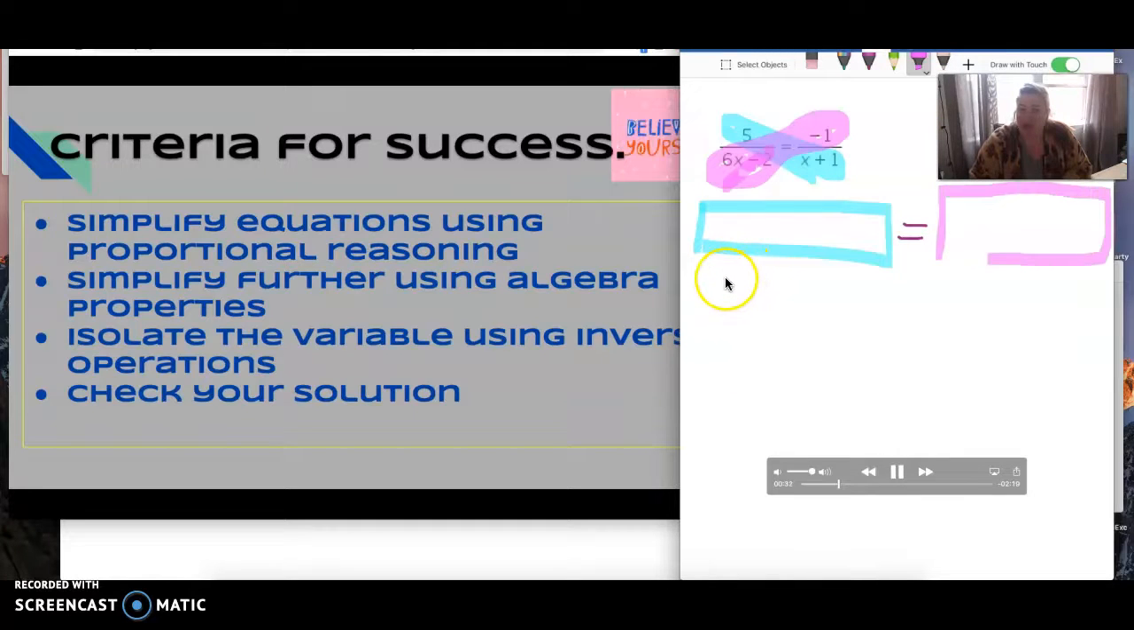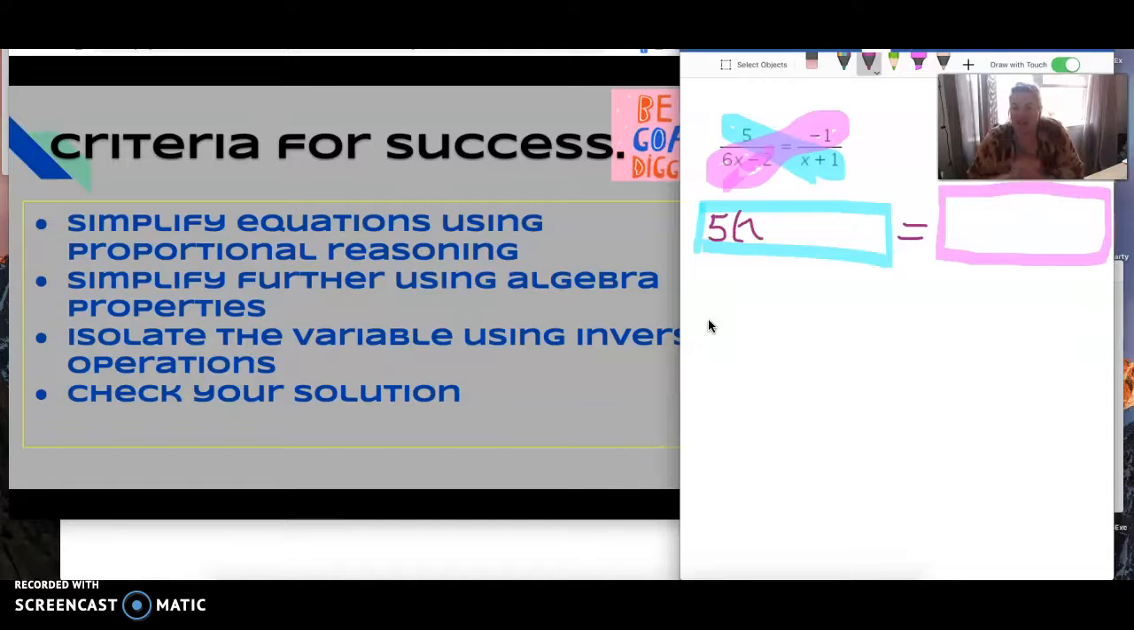So in the blue, you would have 5 times parentheses, because it's multiplying everything in the denominator, so we need those parentheses to make sure we keep track of that. So it's 5 times the denominator, x plus 1. And then on the right-hand side, it's the pink diagonal, so that's -1 times 6x minus 2 in parentheses, which those parentheses tell us right away that we need to use distribution to simplify.